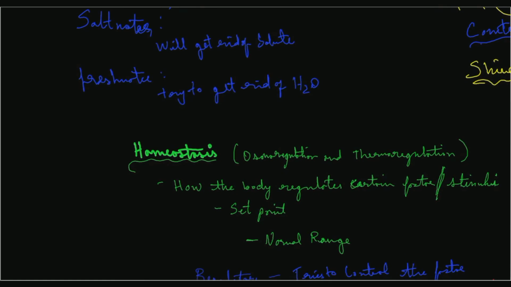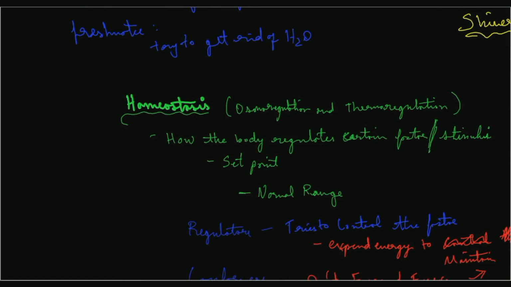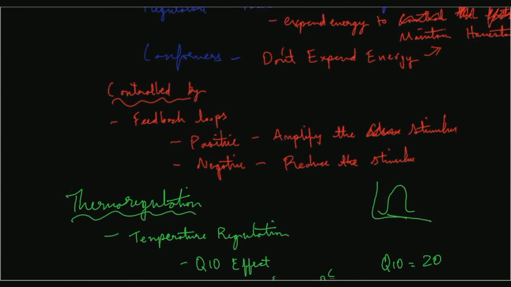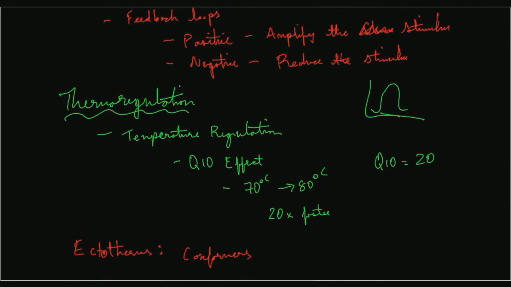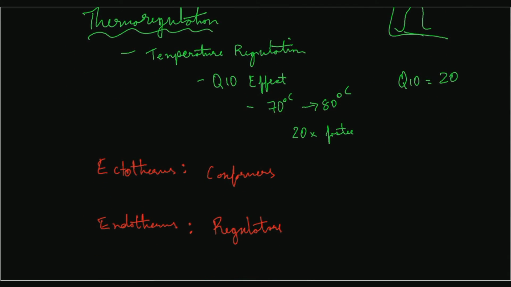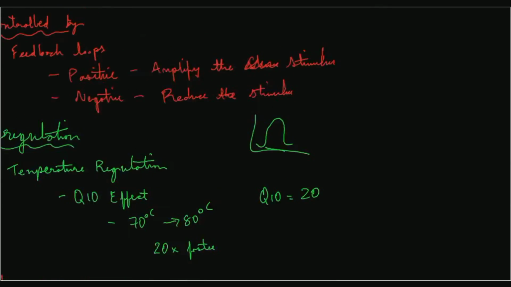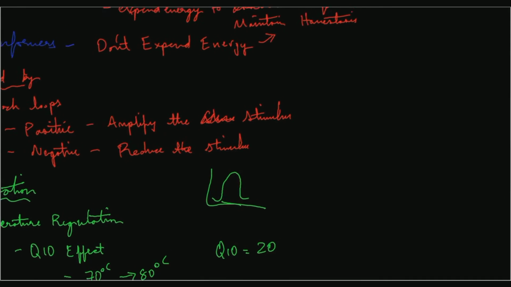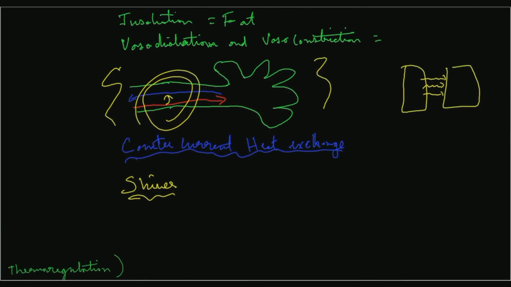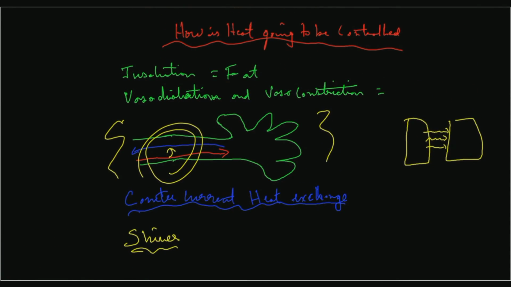Basically, just know this stuff that I talked about for osmoregulation. Know what homeostasis is, what regulators and conformers are, and then how it's controlled, positive and negative feedback loops, things like that. Know about thermoregulation a lot, and then, you'll learn about basal metabolic rates and things like that later, but that's going to be completely dependent on that.